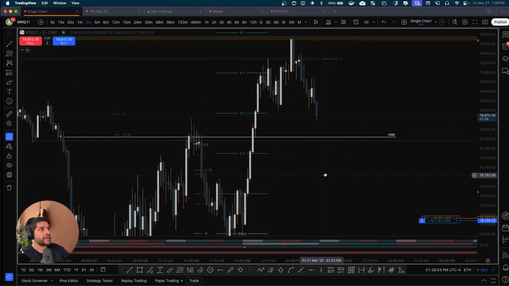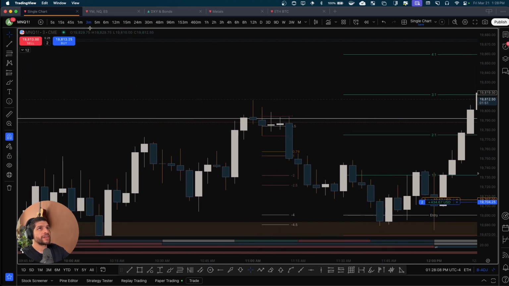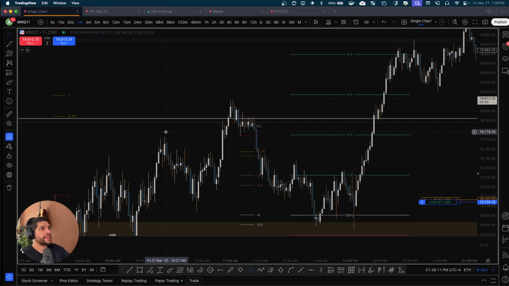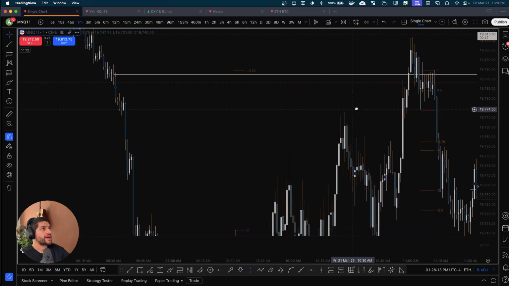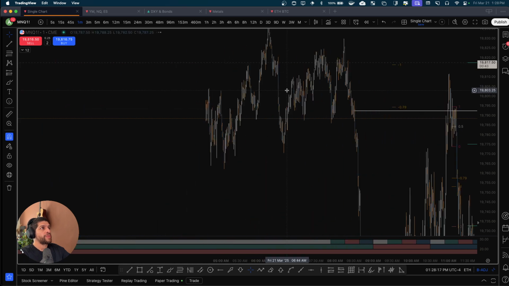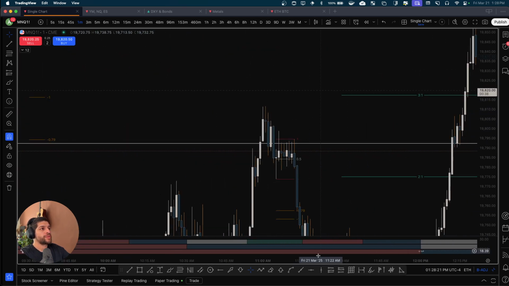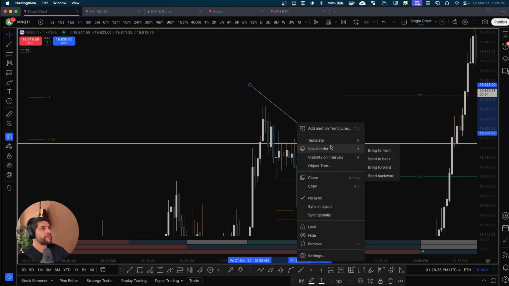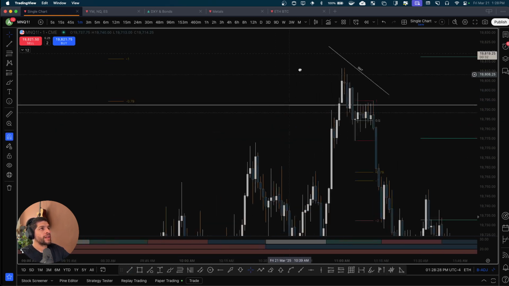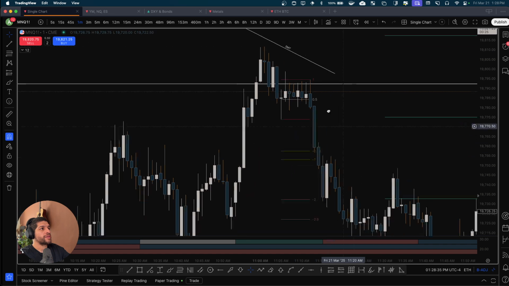Second thing, right? Before all of this got formed, I was looking at this and I was like, okay, let's see. Can I find anything in here that is another market maker model? And I did. And we had a beautiful rejection of this point, SMT, right? This was a bearish SMT. So this tells me this is my manipulation leg from here to here, right?